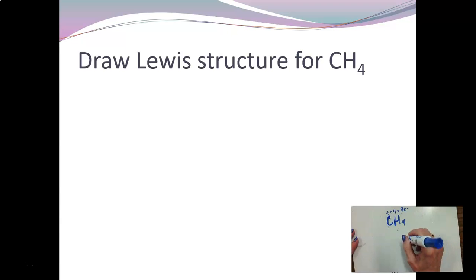I put carbon in the middle because carbon always goes in the middle. I'm going to bond each hydrogen with 1 single bond to the carbon. Carbon will have its octet, 2, 4, 6, 8. Each hydrogen has its octet, 2, 2, 2, and 2. So this structure is a valid structure. It's all done. Everybody's got their octet.